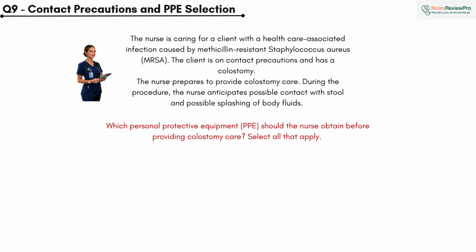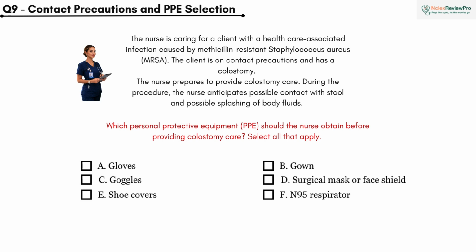And the question is asking, which personal protective equipment should the nurse obtain before providing colostomy care? Remember, this is SATA, so more than one option may be correct. The options are Option A, gloves. Option B, gown. Option C, goggles. Option D, surgical mask or face shield. Option E, shoe covers. Option F, N95 respirator. Take a moment and think about your answer.